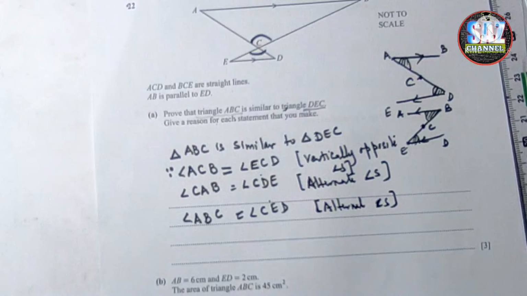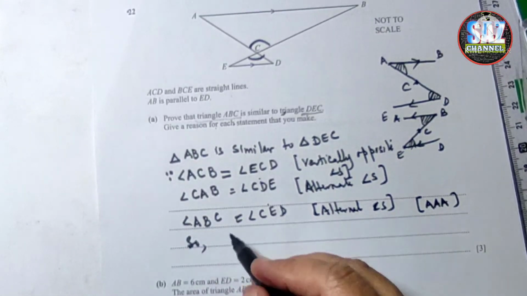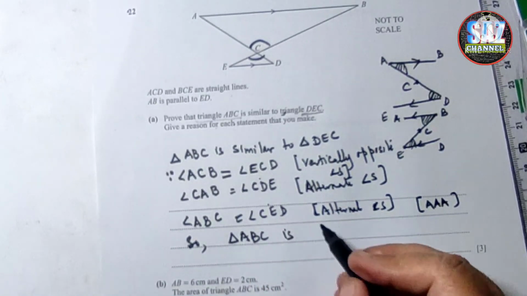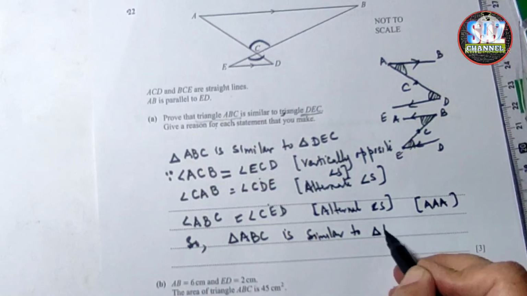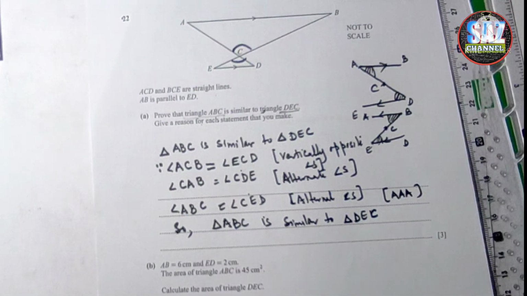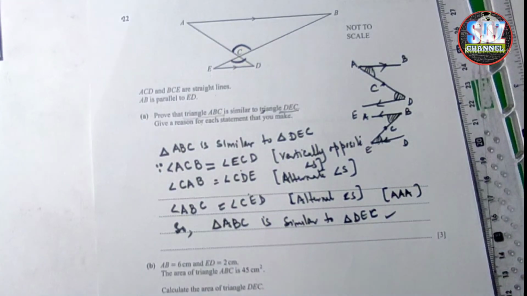So due to this angle property, three angles are equal. So by the AAA postulate, triangle ABC is similar to triangle DEC. Either you can give the reason in this way, or you can say "will be similar if", and at the end you can write the same statement. Okay, I hope you are clear about this question.